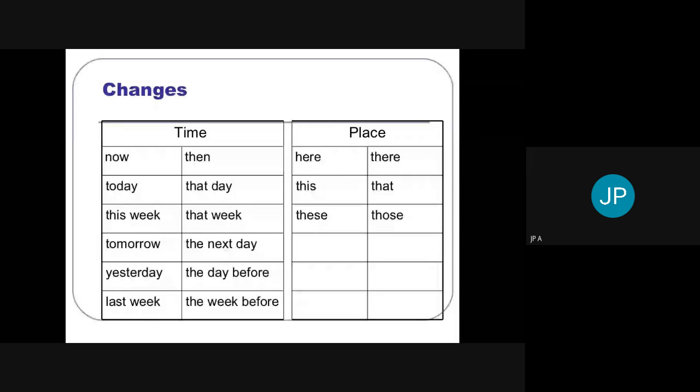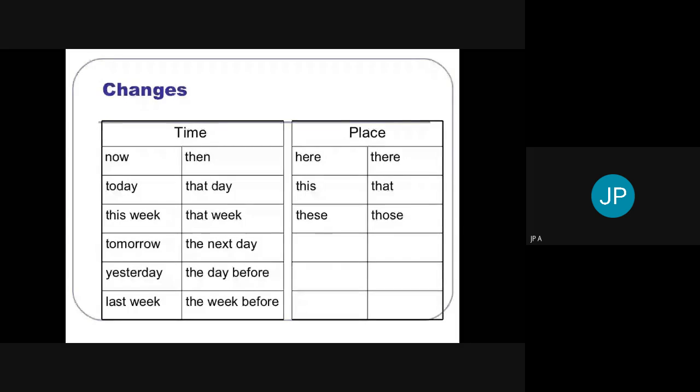These are the changes that happen to time and to place. When you talk about time and place, these are the changes that happen. Now becomes then. Today becomes that day. This week becomes that week. That is, this week in direct speech becomes that week in indirect speech. In direct speech, tomorrow we will meet, becomes he said that we would meet the next day in indirect speech.